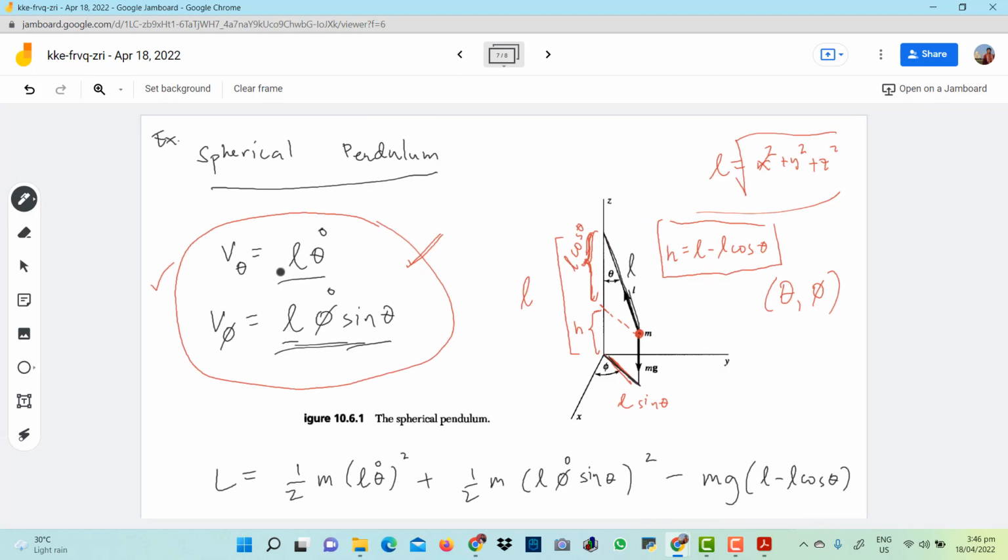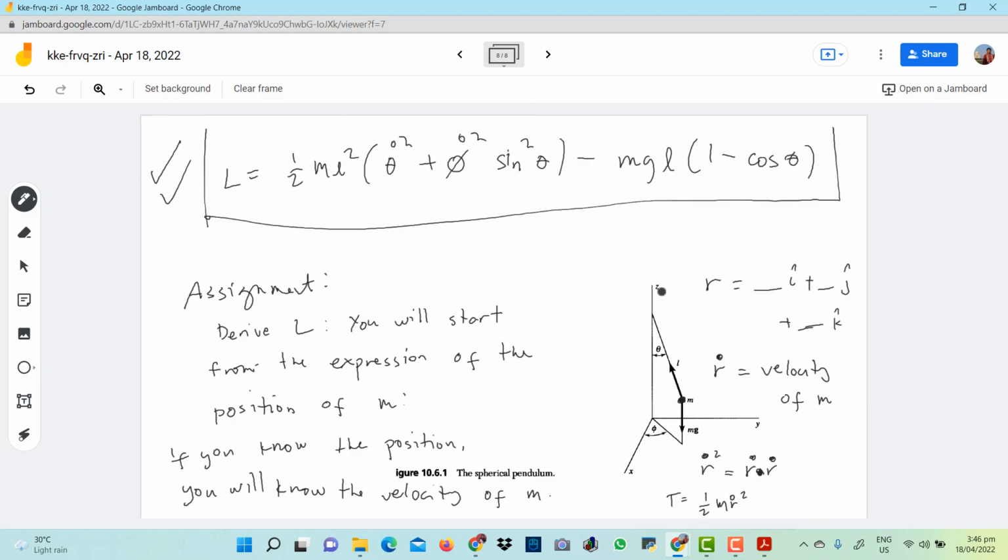Again, without knowing that there are two velocities, velocity along theta and velocity along phi, you will start from the expression of the position, take the derivative of that, and you will get the velocity. Take the dot product of the velocity with itself, and you will get the r dot squared. Then put that into the kinetic energy. Kinetic energy minus the potential gives you the Lagrangian.